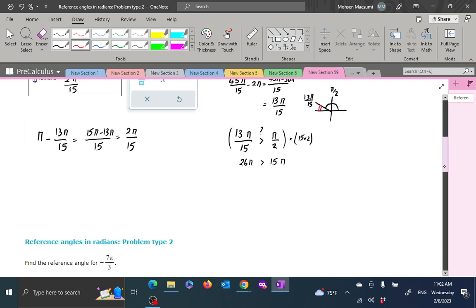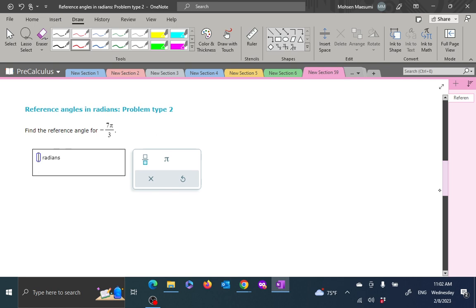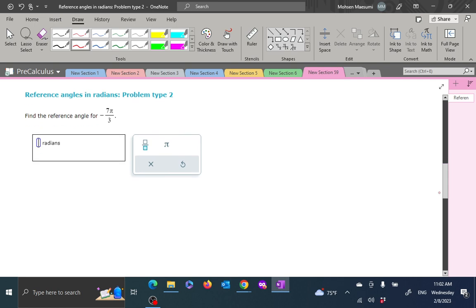Okay, so let's try one more time. Here I have another angle. This time this is negative. So again, you have two choices. Straight out deal with negative numbers. If you're comfortable, that's perfectly right. If you want to use the recipe we have up there, here my angle is minus 7 pi third. It is negative.